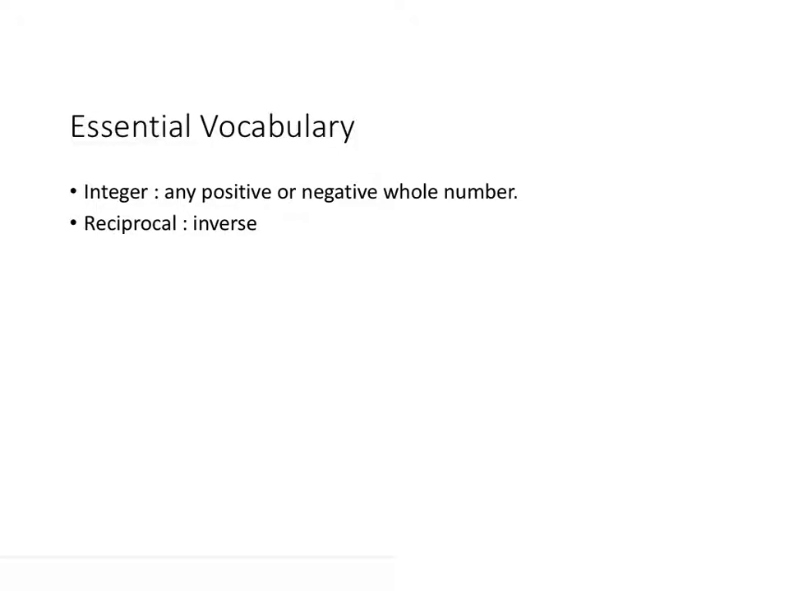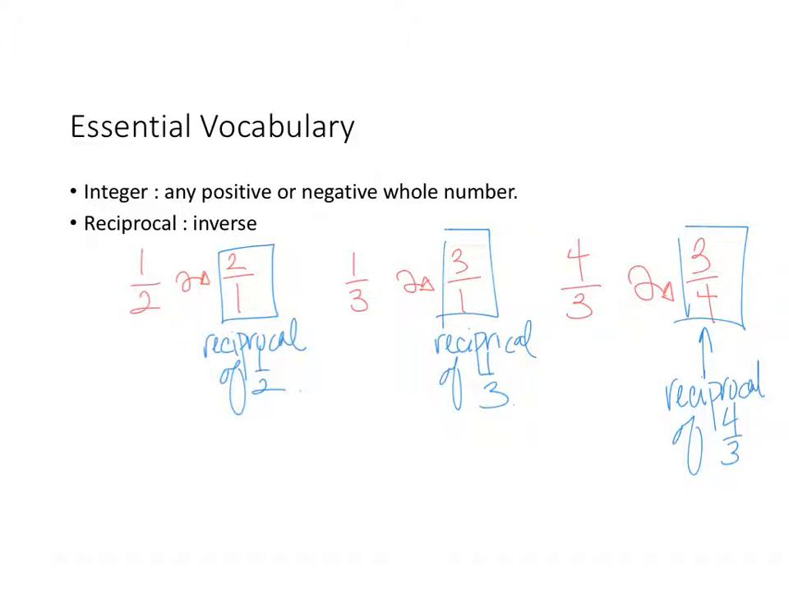The term integer basically refers to any positive or negative whole number. And the term reciprocal means basically to inverse, meaning if you had a fraction 1/2, you'd inverse it to 2/1. And then to continue, the reciprocal of 1/3 is 3/1, and the reciprocal of 4/3 is 3/4. So the reciprocal basically means just to flip it.